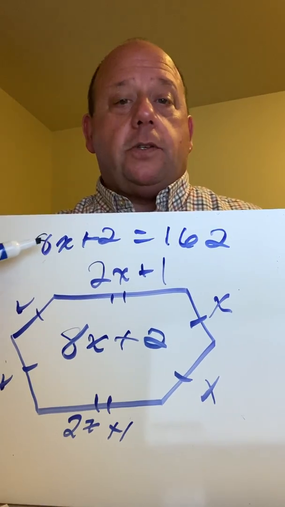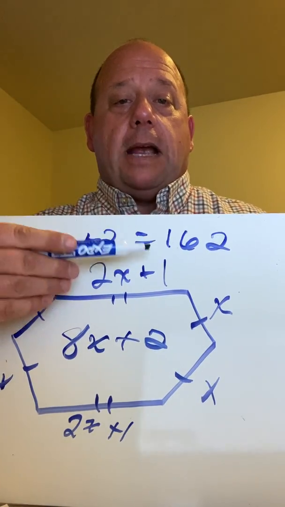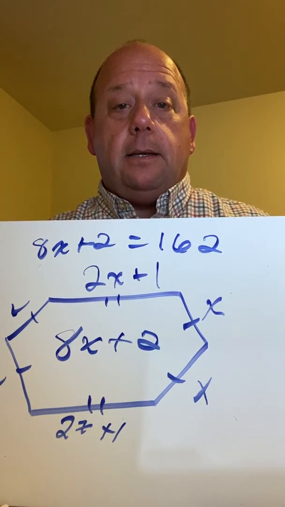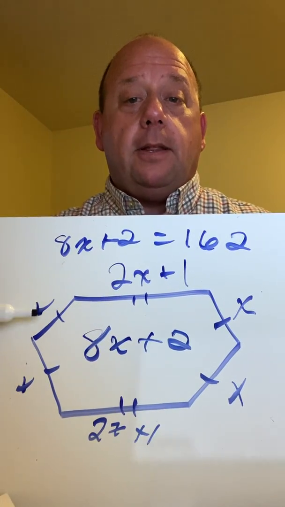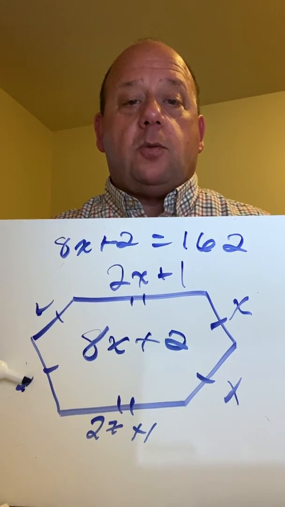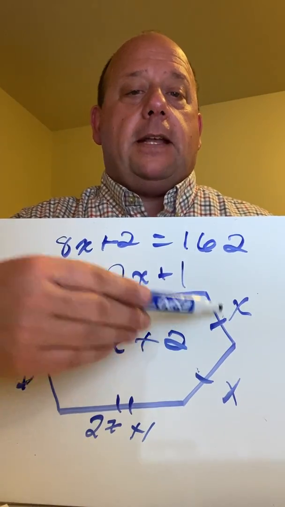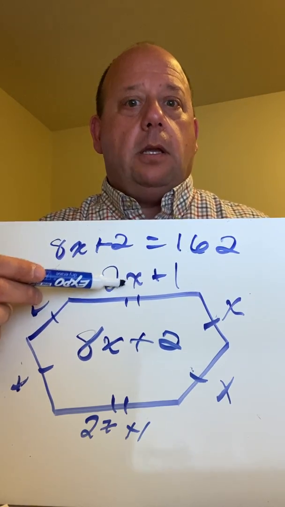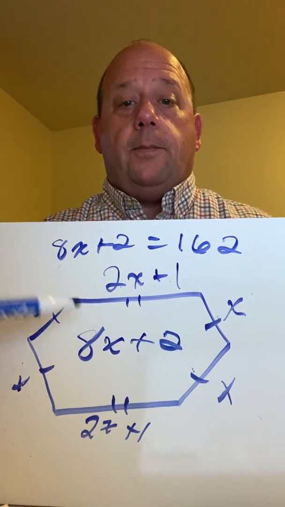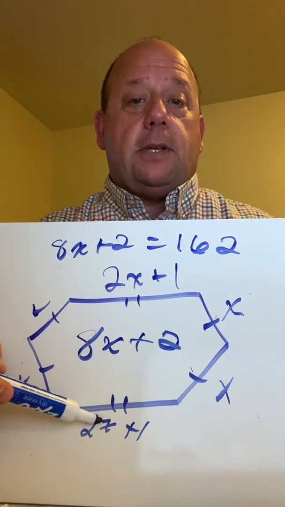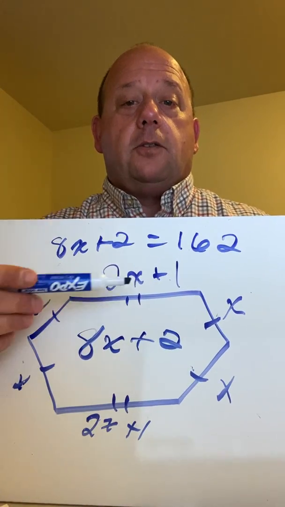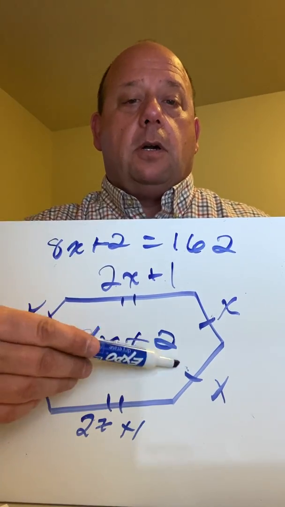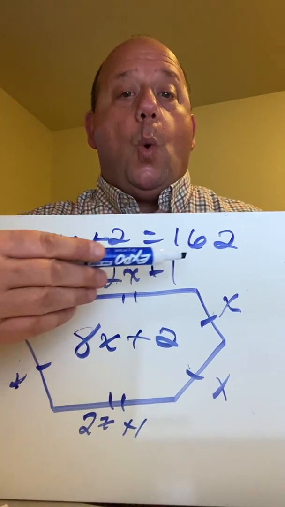Now, this equation is just a simple two-stepper. Subtract the 2, it makes 160. Divide by 8, x equals 20. X is 20. That's good. That means this is 20. That's 20. That's 20. And that's 20. This is 2 times 20, which is 40 plus 1. 41. Same thing down here. 2 times 20 plus 1. So 41, 82, 102, 122, 142, 162.